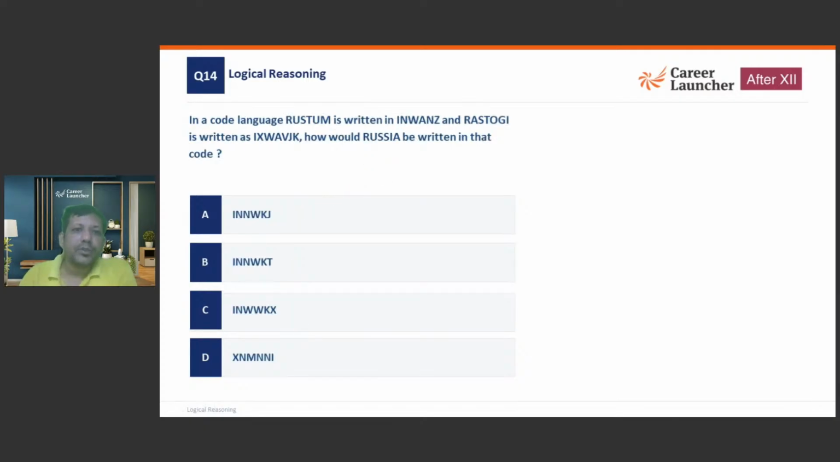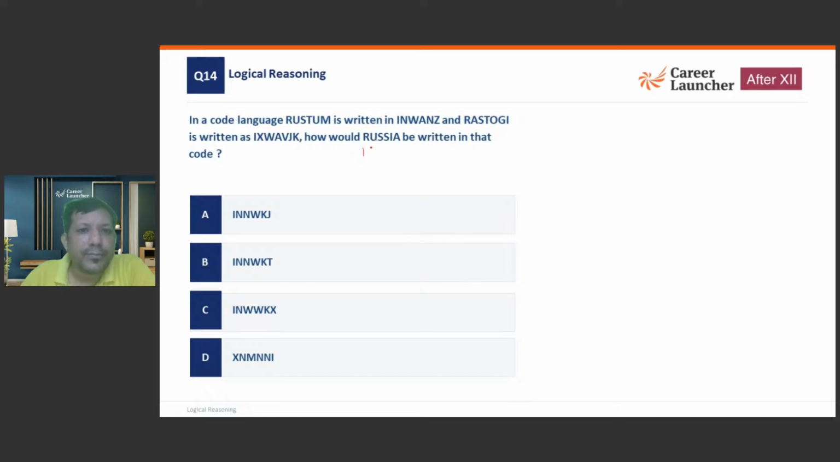This one, Rustam is something, Rastogi is something. R is I, R is I. Okay. So in both of them. Okay. Then if I look at the third letter, that is S, S is W, S is W. So again what I'm going to do is replace the alphabets. So R is what? I.